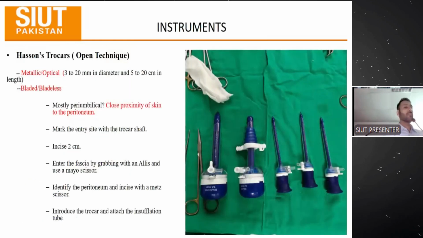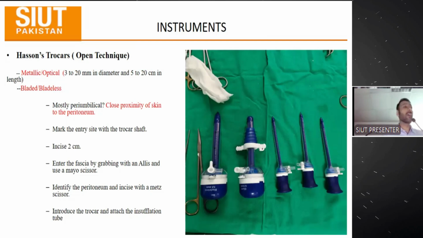Okay, so what are the instruments that the surgeon needs in order to carry out a laparoscopic procedure? The number one is the trocar. I'm sure a lot of you have seen a trocar as well. This is called the Hasson's trocar. The trocar can vary from metallic. Metallic trocars are usually reusable. The other one is an optical trocar, which can be disposable as well. And it ranges from 3 to 20 millimeters in diameter and 5 to 20 centimeters in length.